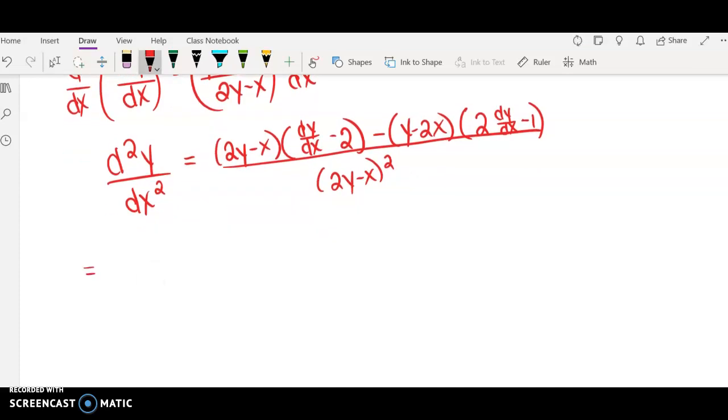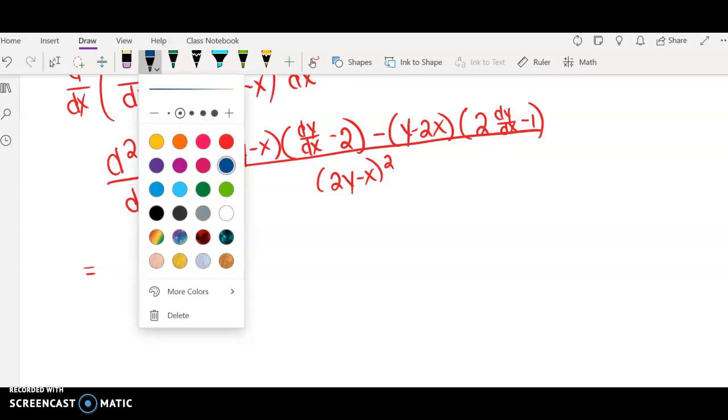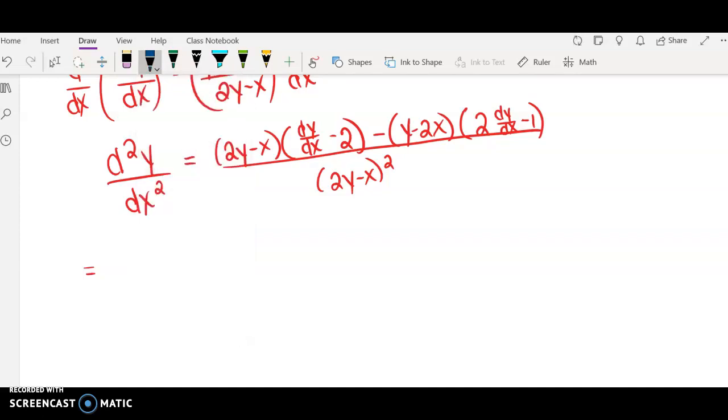Now, from this point, what I did, because I did work this out before I shared it, just to make sure I didn't make any mistakes, is I applied my distributive property. So for these first terms, I have 2y times dy over dx, and then I have 2y times negative 2, which gives me a negative 4y.